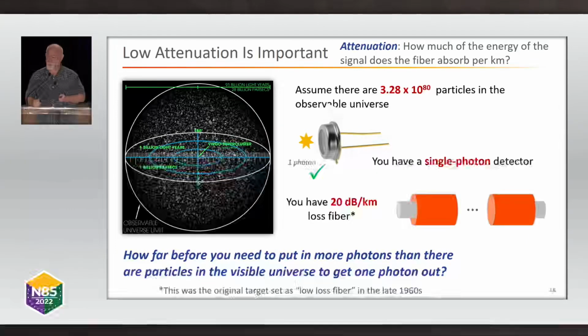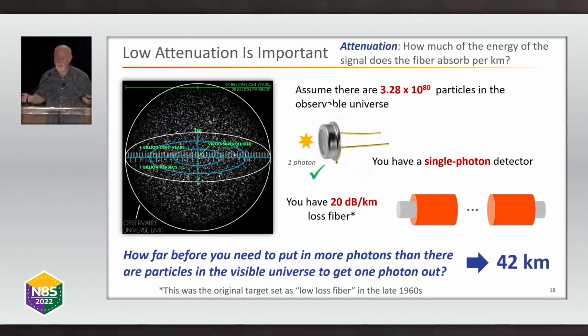Well, those of you who like Hitchhiker's Guide to the Galaxy are going to be delighted here because the answer is 42, right? Now, 42 kilometers is not very far, and we have to put an awful lot of photons in there. And by the way, we can't build a single photon detector.